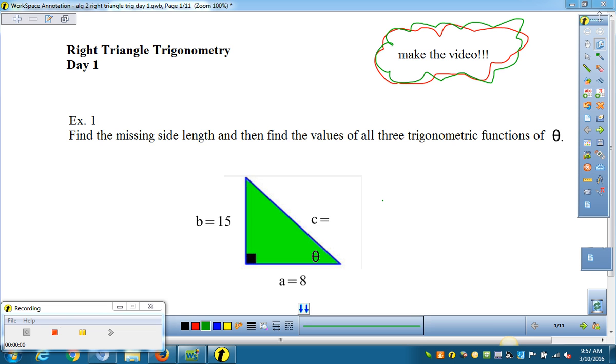Okay, so based on what we just figured out with SOHCAHTOA and the ratios that exist with right triangles, we can now use that to help us solve the missing parts in triangles. It says find the missing side length and then find the values of all 3 trigonometric functions of theta. How can I find the missing side length? Yep, you're right.